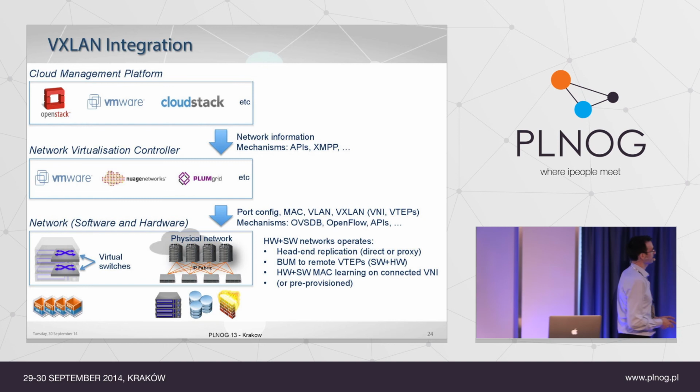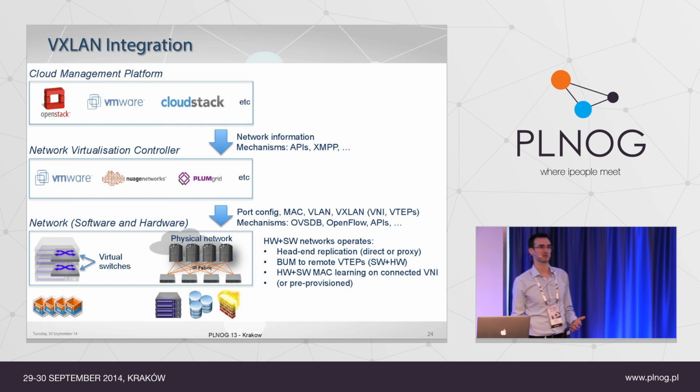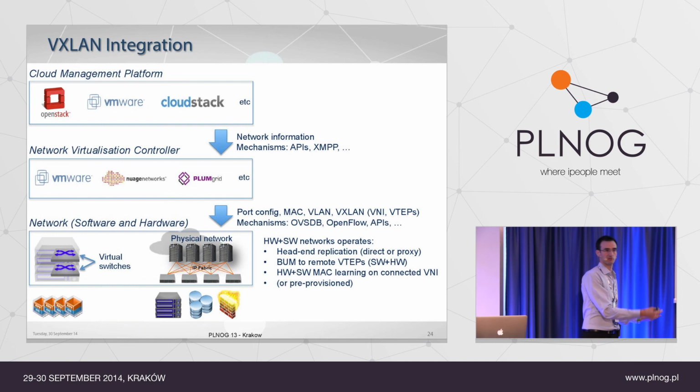So how does that work? In the cloud management platform of your choice, you would have a portal. You or your customers will be clicking resources, building networks, adding instances to it, adding services. Depending on the platform, that network information, because we're just talking about networking here, is going to be exchanged with the network virtualization controller through APIs, through XMPP, some way to tell it: I want to build a network for my virtual hosts A, B, C. This is a MAC address, and so on.